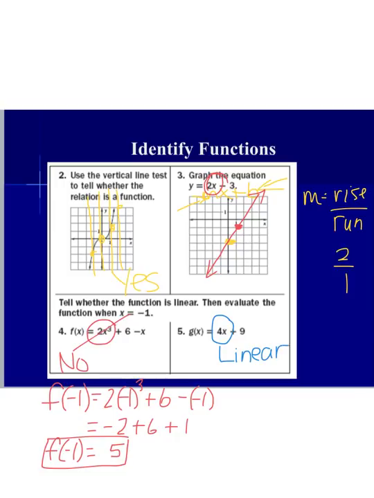And now let's go ahead and plug in negative 1 for x. So we're going to find g of negative 1. So you're going to plug in 4 times negative 1 and then plus 9. 4 times negative 1 is negative 4. Plus 9, and that answer is 5 as well.